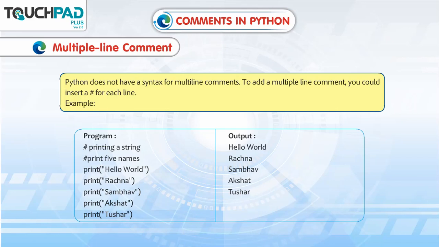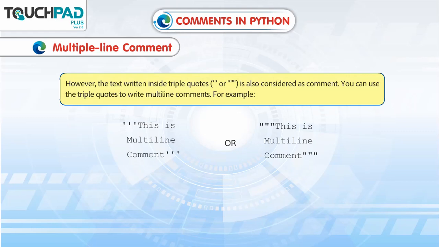Example, hashtag printing a string, hashtag print 5 names, print "hello world" in parentheses in double quotes, print "Rachna" in parentheses in double quotes, print "Sambhav" in parentheses in double quotes, print "Akshat" in parentheses in double quotes, print "Tushar" in parentheses in double quotes. Output: hello world, Rachna, Sambhav, Akshat, Tushar. However, the text written inside triple quotes is also considered as a comment. You can use the triple quotes to write multi-line comments.